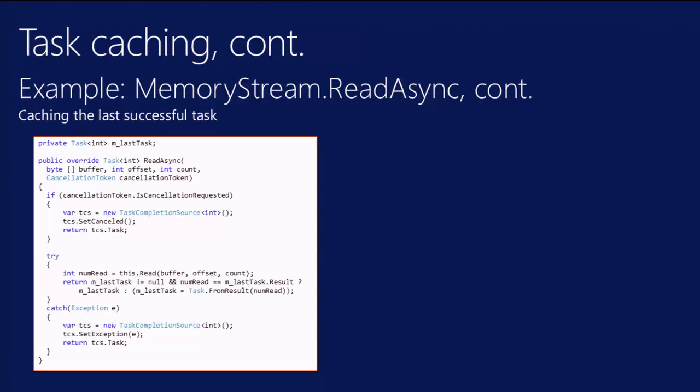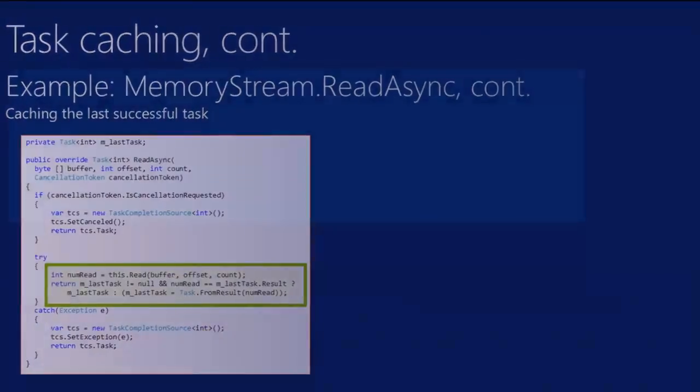It's an already completed task that says, I returned 4,096 bytes. And I can just keep giving you exactly the same task object over and over again to say I have my data available, because I'm a memory stream. I always have all my data available, right? And I'm avoiding that repeated allocation of that task to say, yes, I have another 4,096 bytes for you. And that's this core code that you see here.